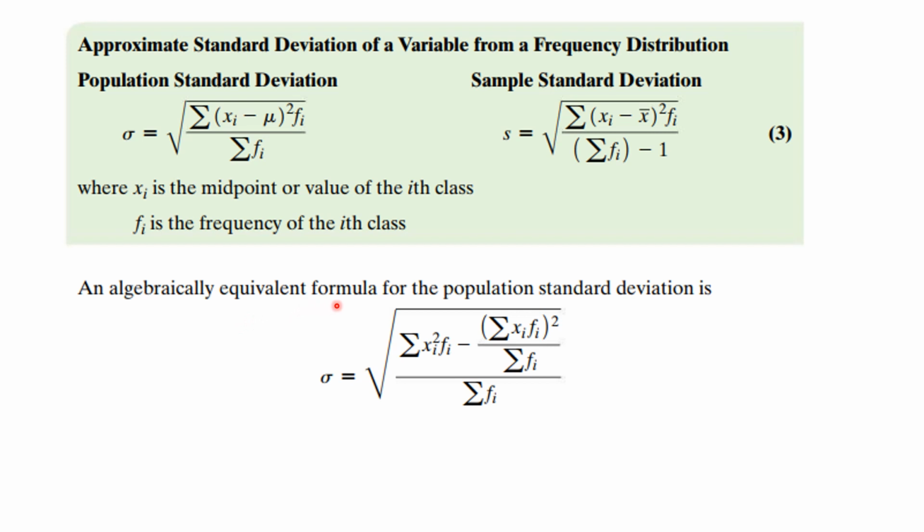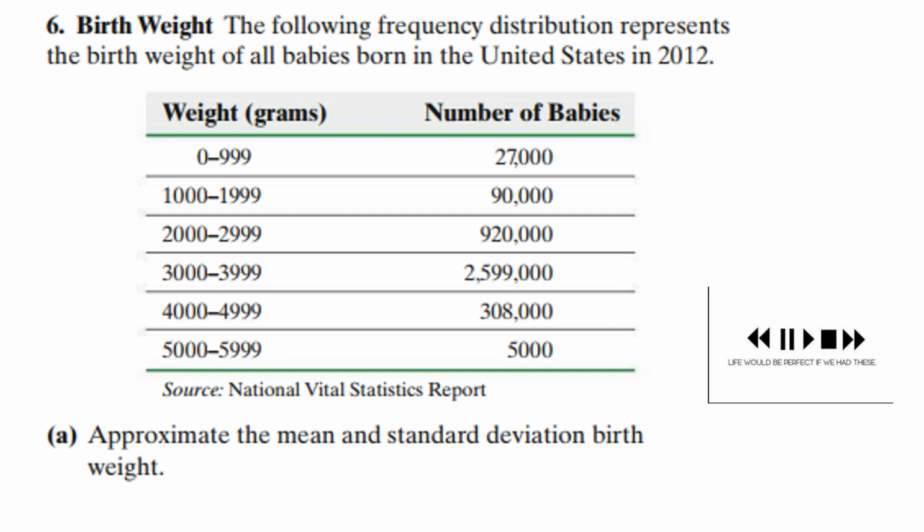Now, an algebraically equivalent formula for the population standard deviation is shown here. And in fact, this is the formula that many of my engineering students really like. So let's look at a problem then. This has the birth weights of babies. We have a frequency table and we have cells. So we need to calculate the mean and standard deviation of birth weight. Please hit pause and give it a go.